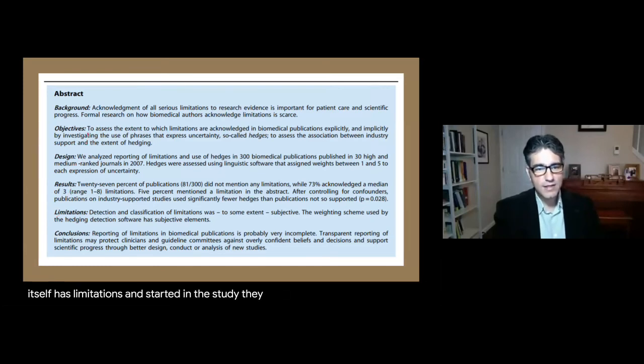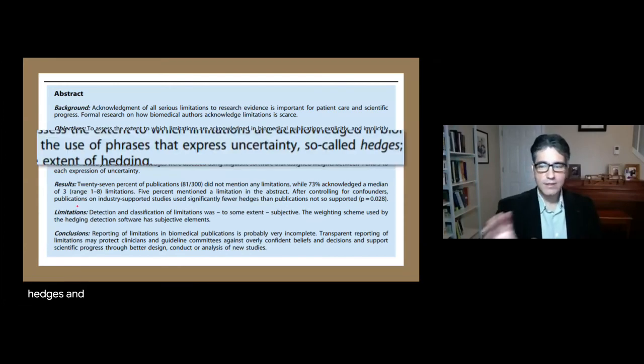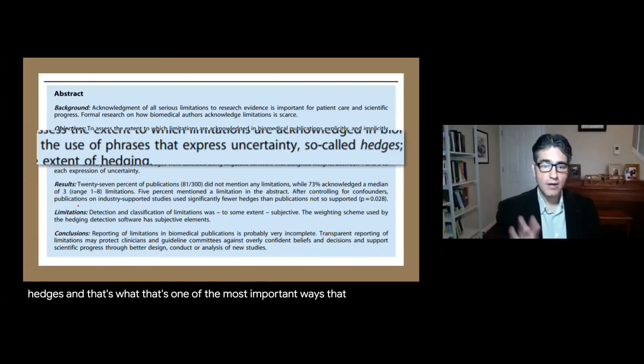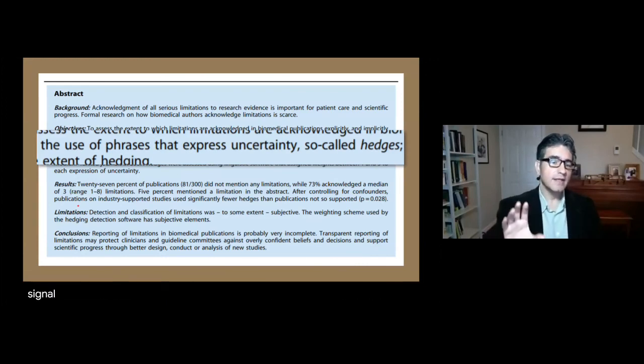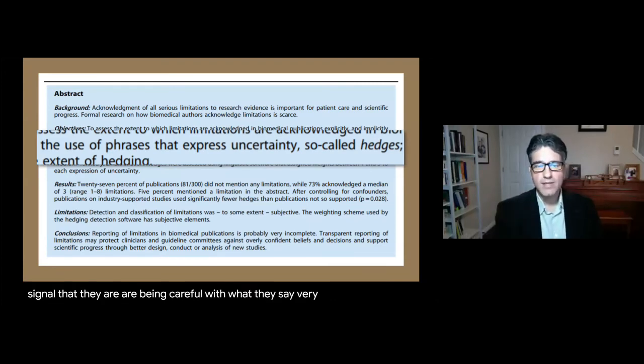You can see that they wanted to assess the extent to which limitations are acknowledged. And so what they did was they investigated the use of phrases that express uncertainty, or so-called hedges. And that's one of the most important ways that the authors signal that they are being careful with what they say.